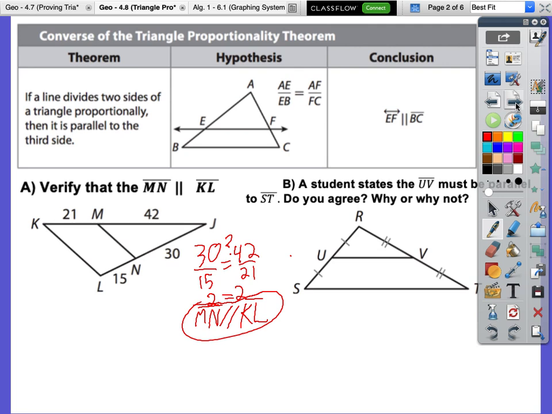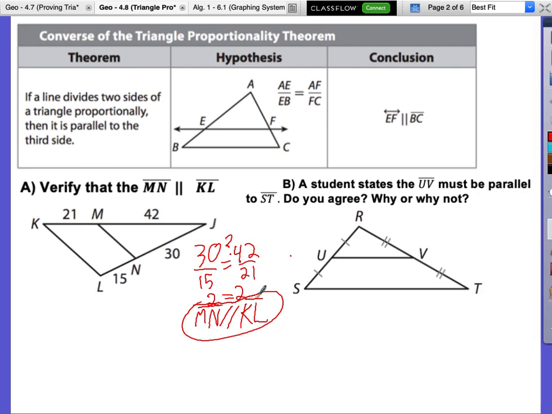So we say question mark, is it equal? Maybe? Okay. So then we figured out, 30 divided by 15 is 2, and 42 divided by 21 is 2. So they are equal, thus making these two lines parallel. Does that make more sense? Yes. We kind of broke it down that way.